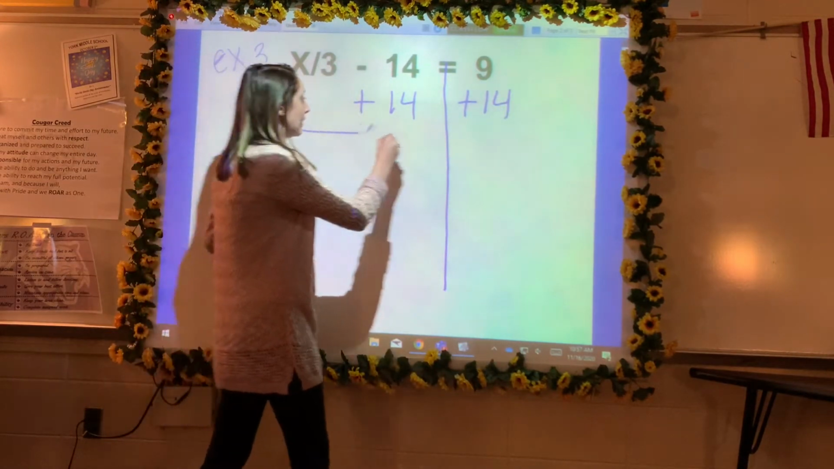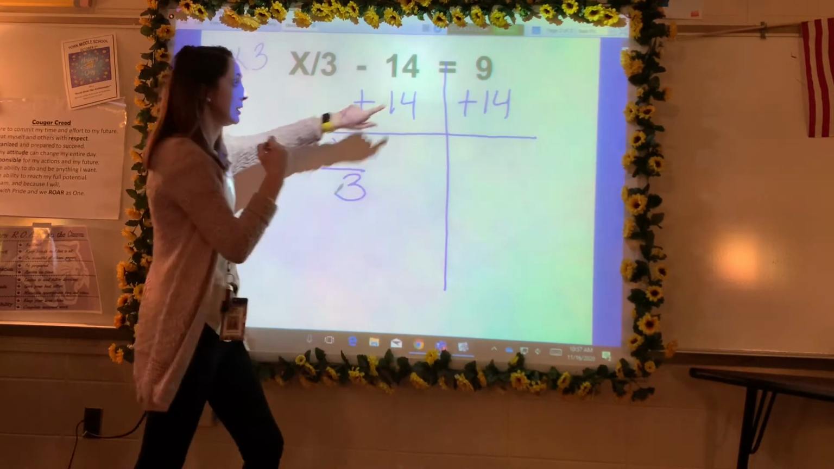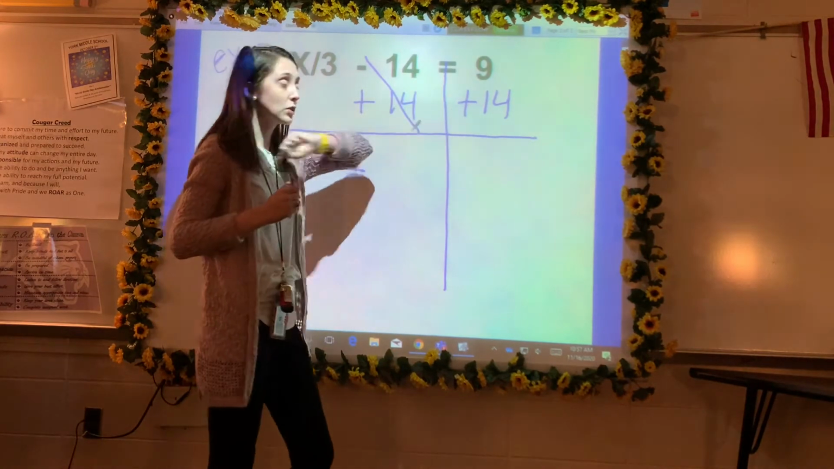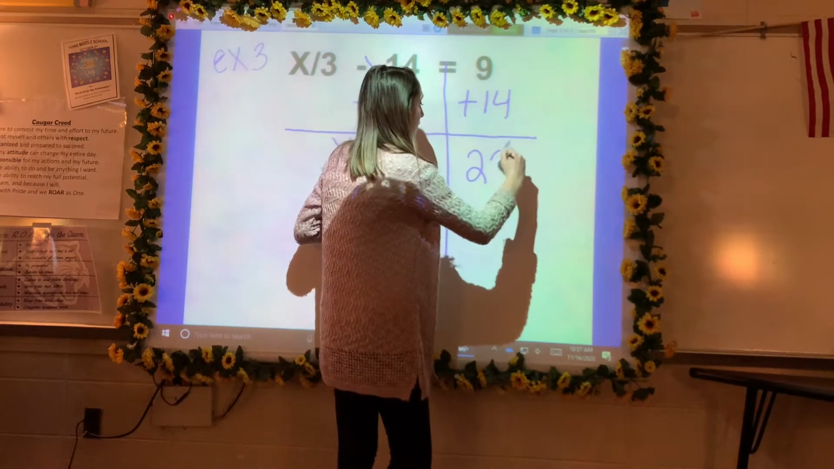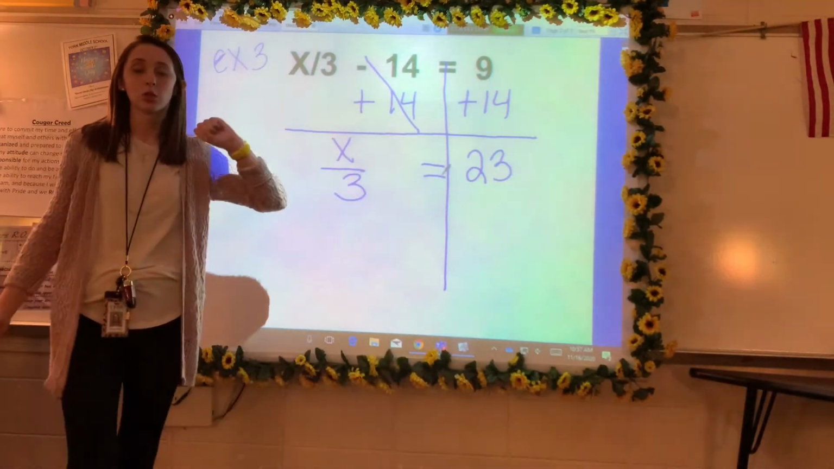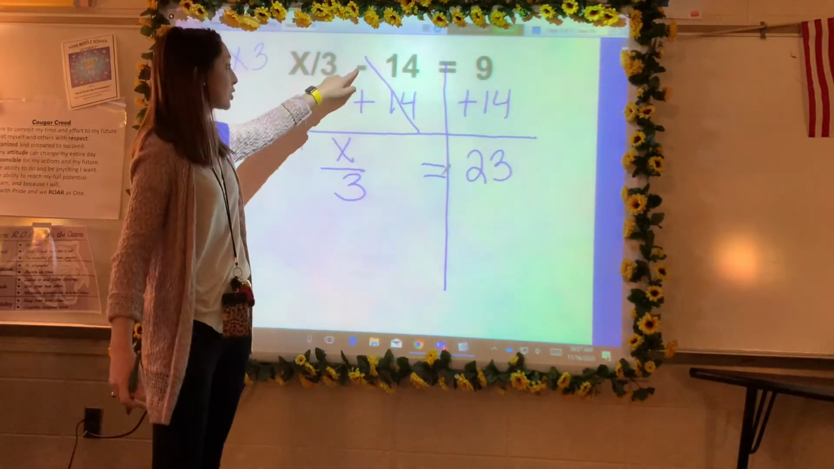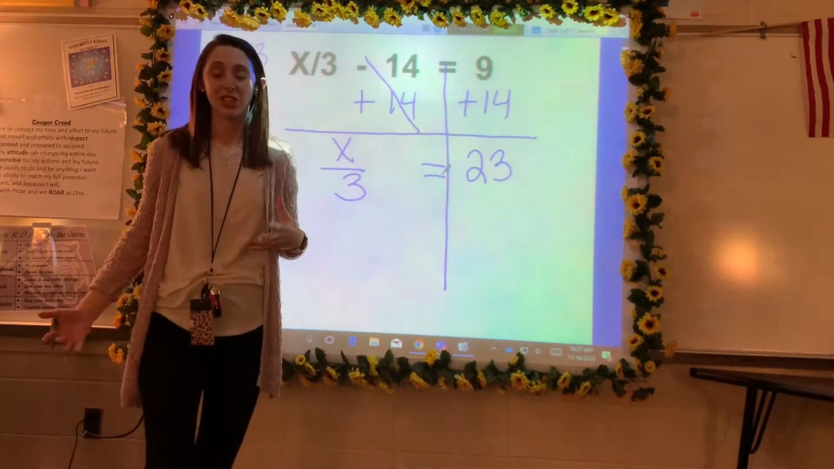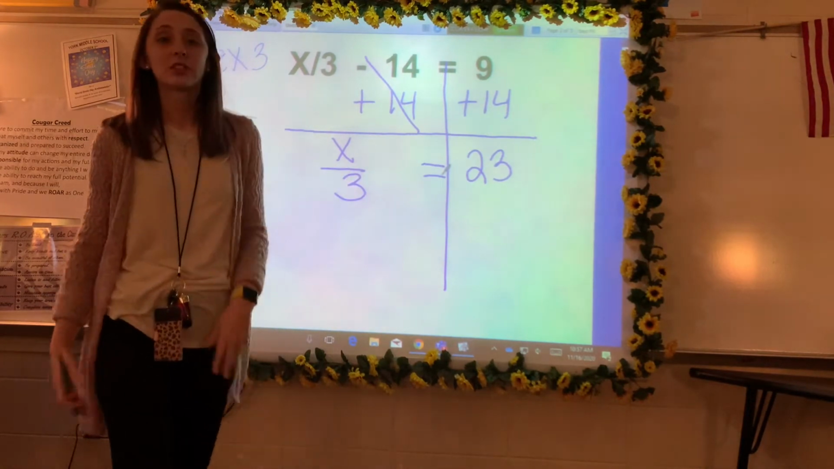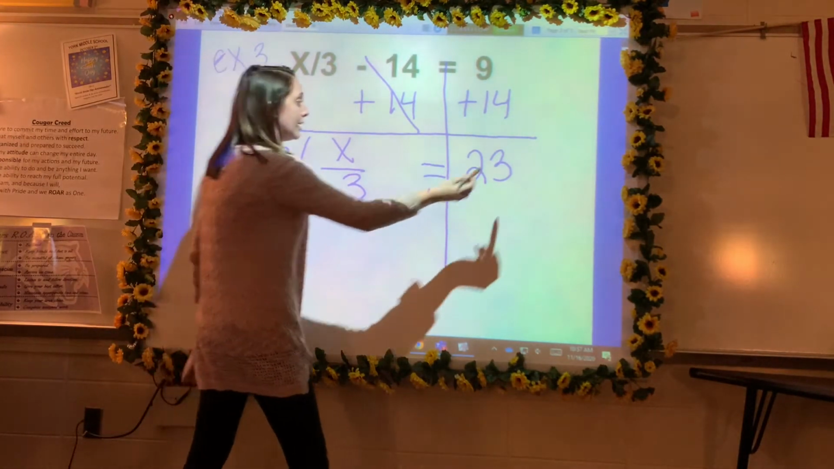Alright, we will draw that line. Now we're left with x over 3, negative 14 and a positive 14 gives us 0, and then 9 plus 14 gives us 23. So x divided by 3 equals 23. So now we just go back to that same step. After we undo addition or subtraction, we undo multiplication or division. This is a division bar, so it's saying x divided by 3. So the inverse of dividing by 3 would be multiplying by 3. So we're going to multiply this by 3 and this by 3.